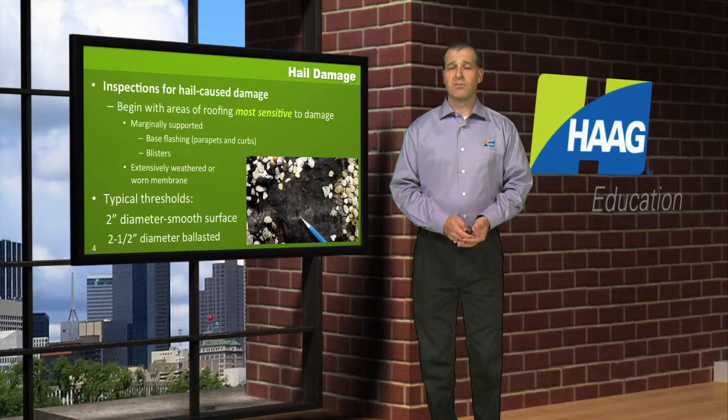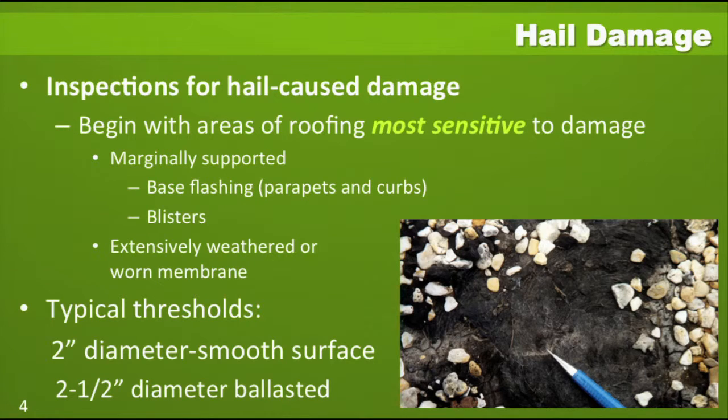When doing an inspection of a built-up roof for hail-caused damage, you must understand that there are areas that are going to be more easily damaged and areas that are fairly well protected. So first, look at the parts of the roofing most sensitive to damage. These would be areas with fewer plies of roofing and that are marginally supported, such as the base flashing of parapets and curbs. Often these might only be one ply of material. And blistered areas of the roof. These could be one, two, or possibly more plies of roofing, but they are not as well supported and because of that easier to damage.